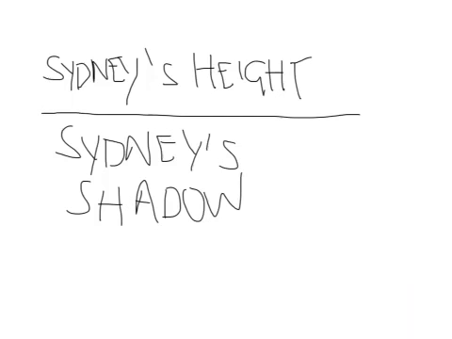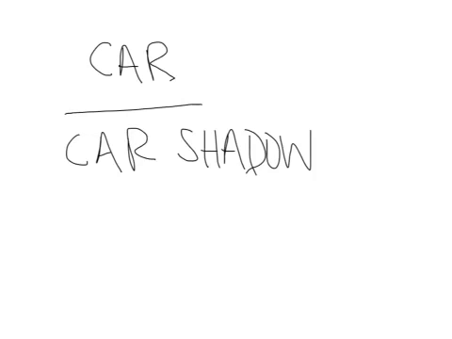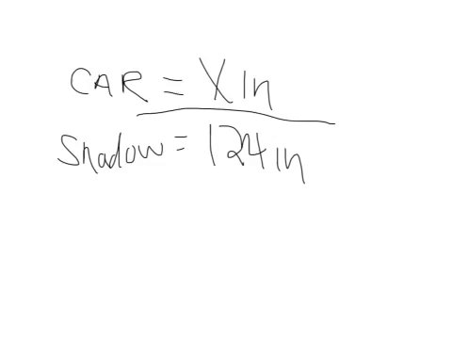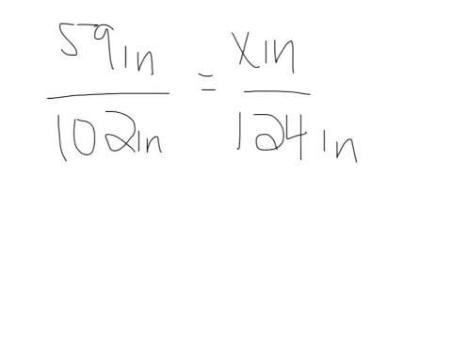First, we set up a proportion of my height to the length of my shadow. We found that the proportion of my height to my shadow's length was 59 inches over 102 inches. Then we set up the car's height, the x value, over the car's shadow, unknown value. The fraction we got was an unknown number over 124 inches. Then we set the fractions equal to one another and compared them.